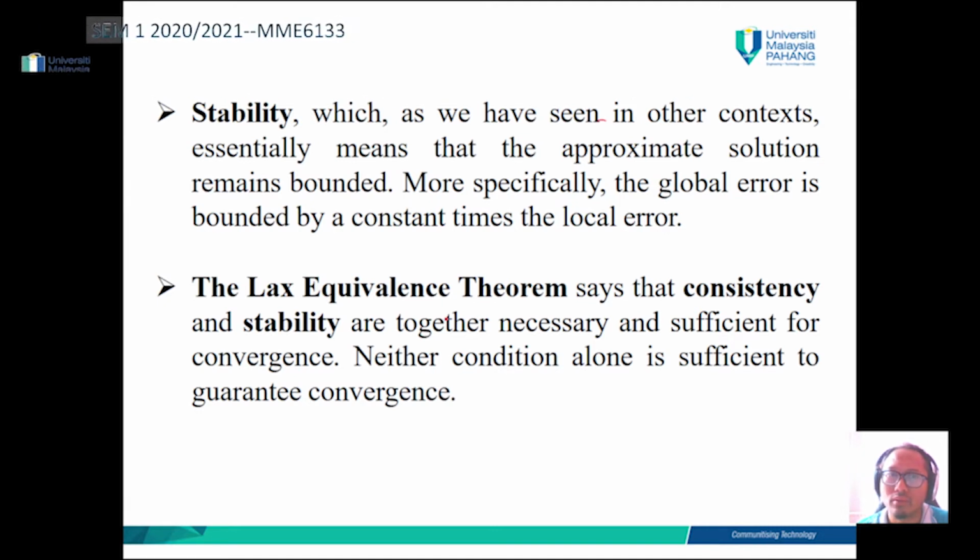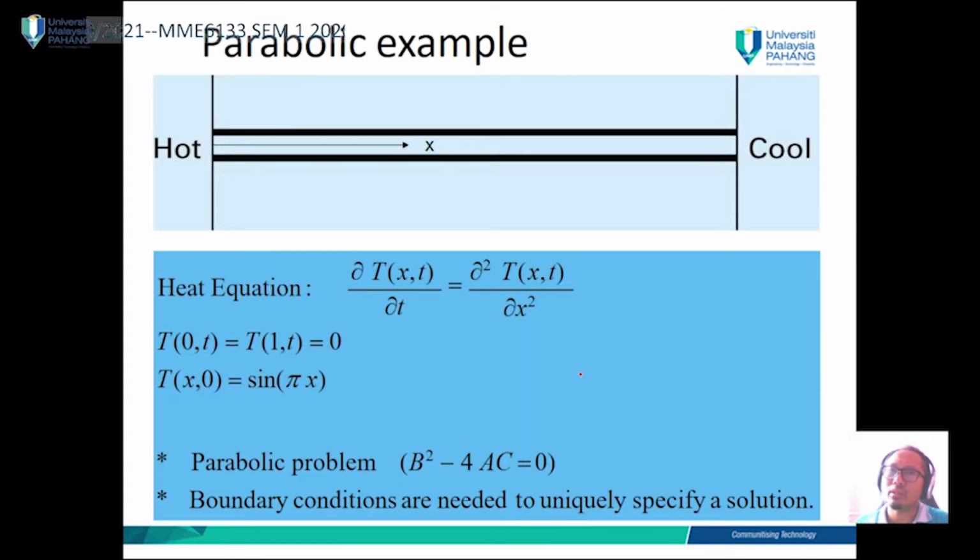So we have to make sure that it is bounded, and specifically the global error is bounded by the constant times the local error. Based on the Lax equivalence theorem, consistency and stability are together necessary and sufficient for convergence. Neither condition alone is sufficient to guarantee convergence. So we are going to take a look at one parabolic example.